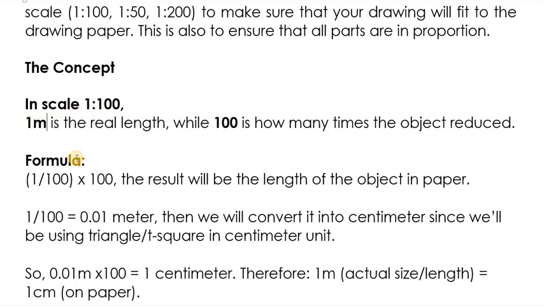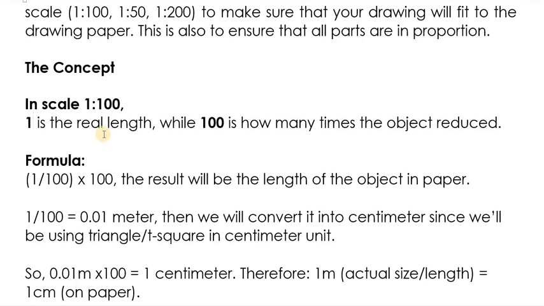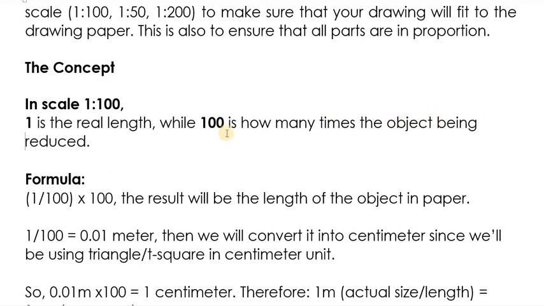1 is the real length, meaning to say the real life size of the object, the real life dimension, how big the object is. And then 100 is how many times the object is being reduced, right? So how many times? 100 times. So in scale 1 is to 100, the real size, the real length of our object is reduced 100 times.